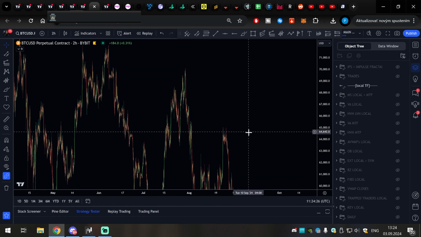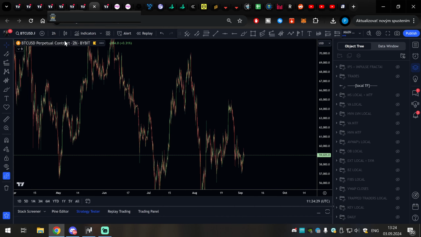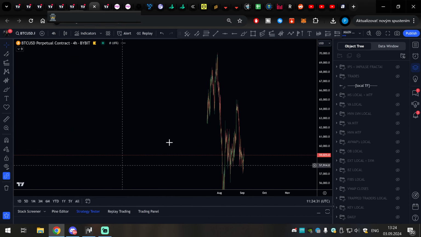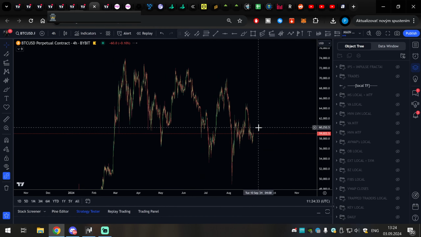Now a bit of words about price action, just the general structure of the market. We can go to the 4-hour time frame.